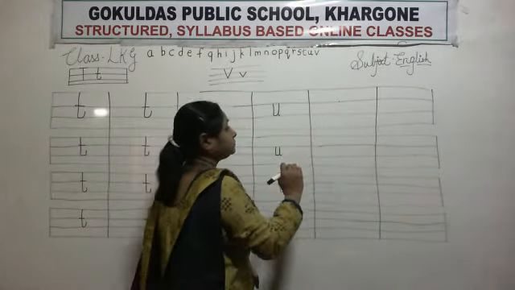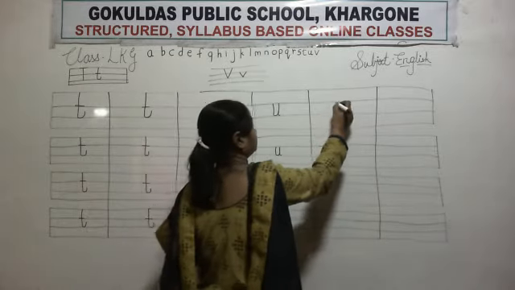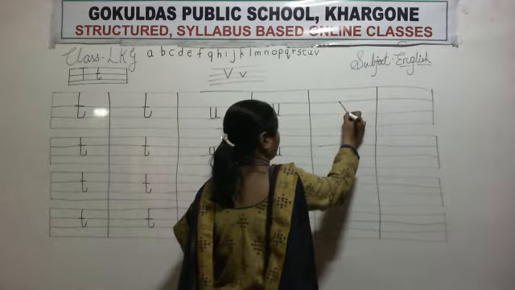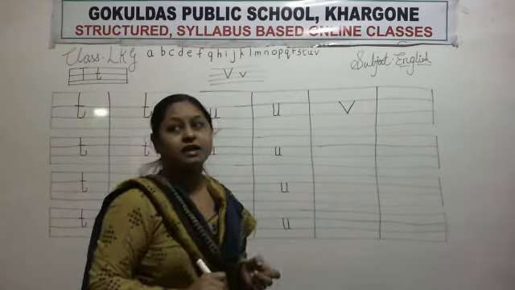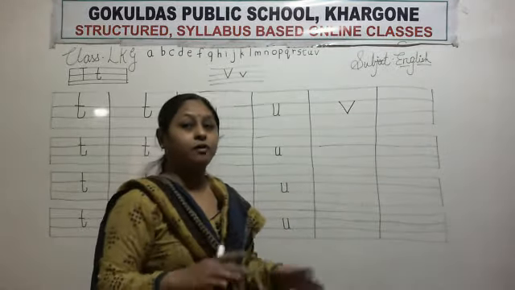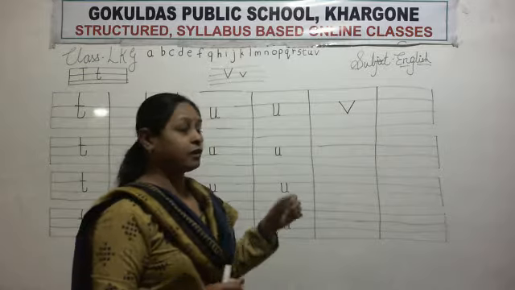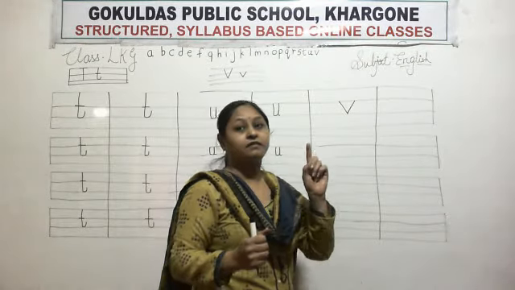Look here. Let us start from the middle line. Slanting line down, then slanting line up. Which letter is this? Letter V. V for violin, V for vase, V for van, and the sound of V is V.